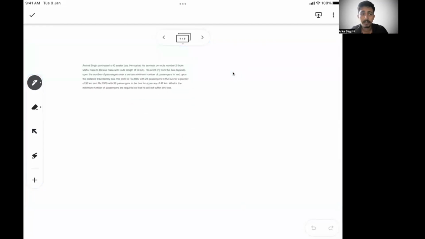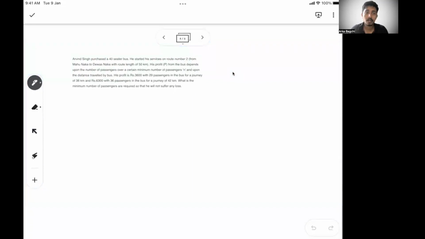The next problem talks about Arvind Singh. Arvind Singh purchased a 40-seater bus. He started its service on a route, where the distance is 50. His profit on the bus depends on the number of passengers. So more passengers means more profit. So I can write profit is directly proportional to the number of passengers. Let's say that is n.